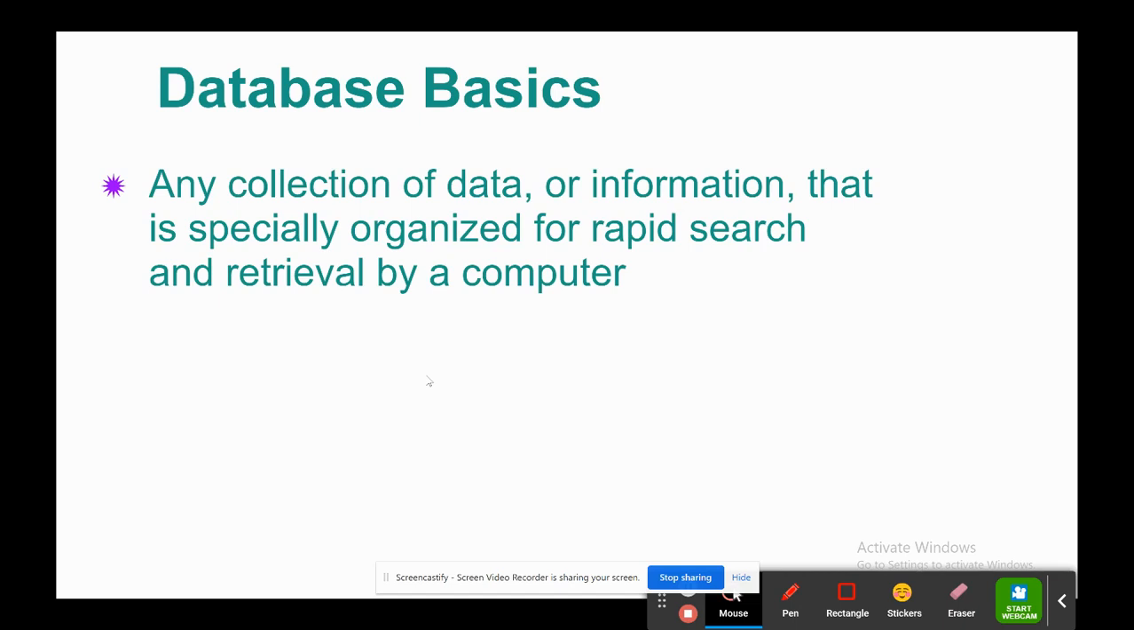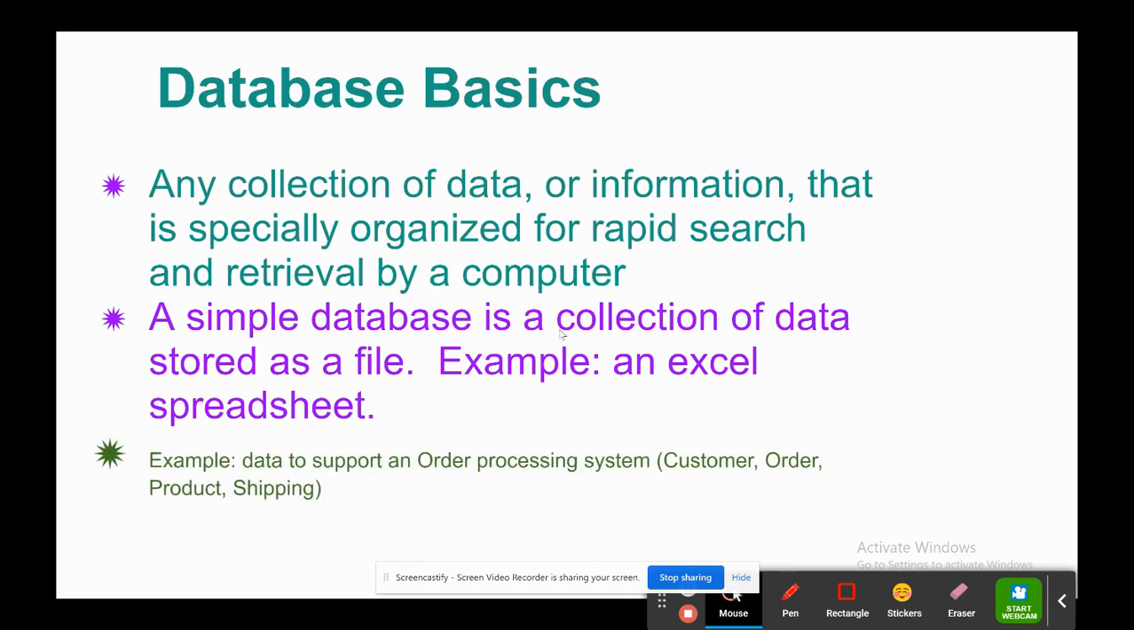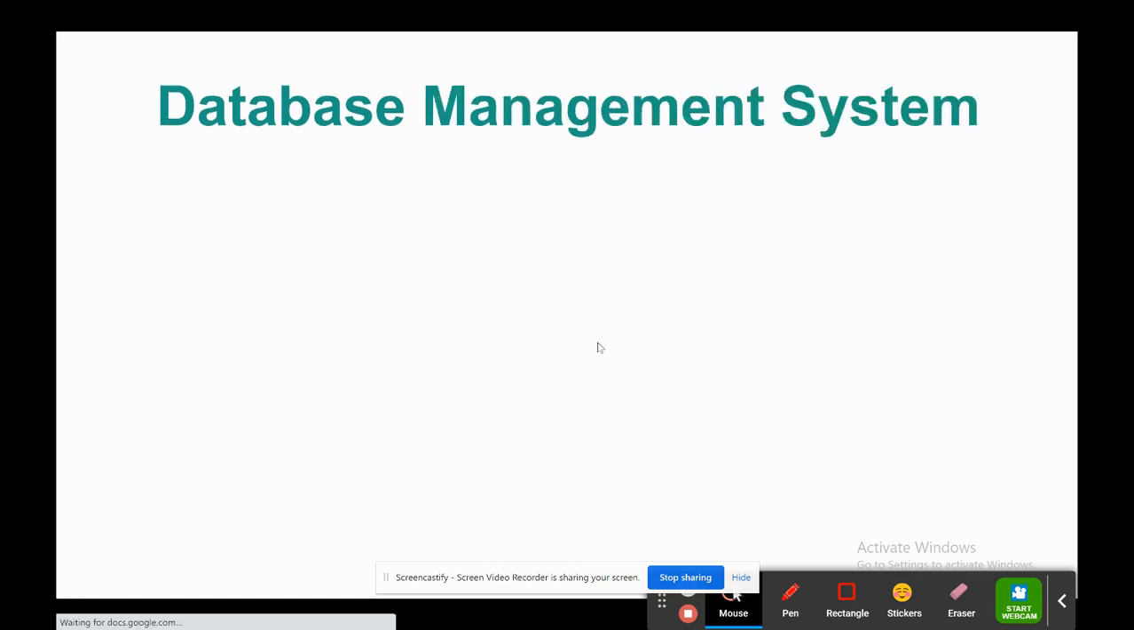So as we learned, a database is a collection of data, and it's specifically organized for rapid searching and retrieval of that data by or through a computer. A simple form of a database is just a file. Another example would be an Excel spreadsheet. A database is usually created to support some kind of application or system.